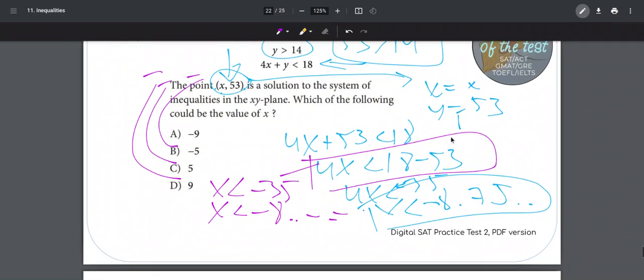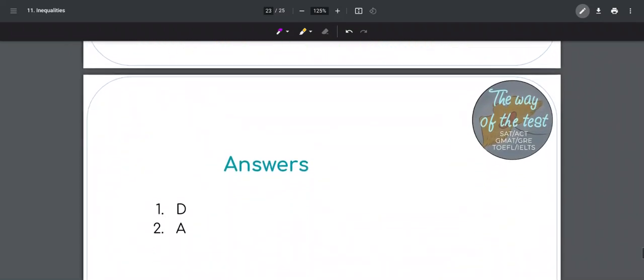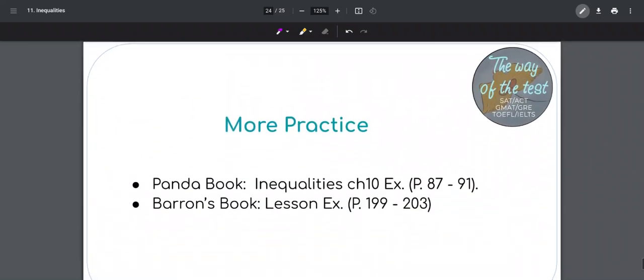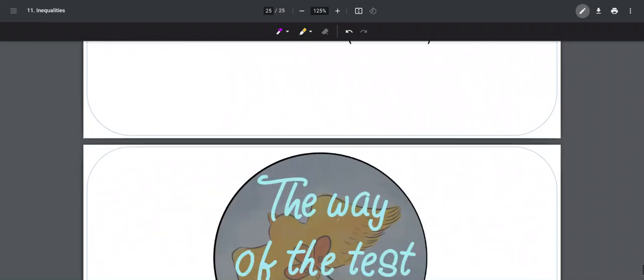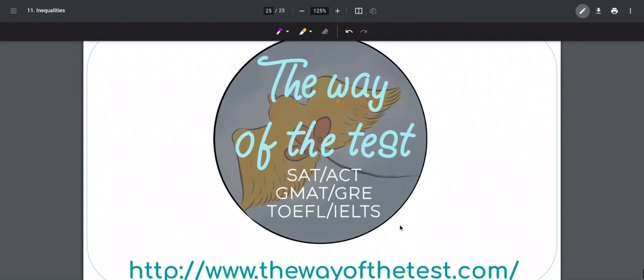Okay, so if you want to learn more or practice more about inequalities, you can use these chapters in the Panda book, in the Barron's book. You can also remember you can use Khan Academy or official practice tests. And we're going to move on to the next topic in the theory.